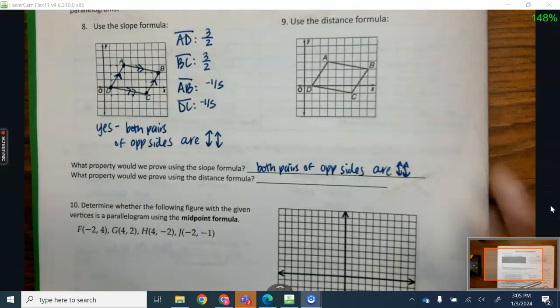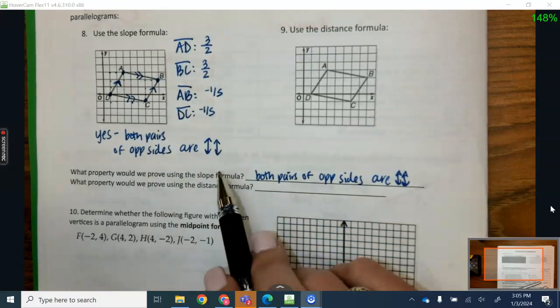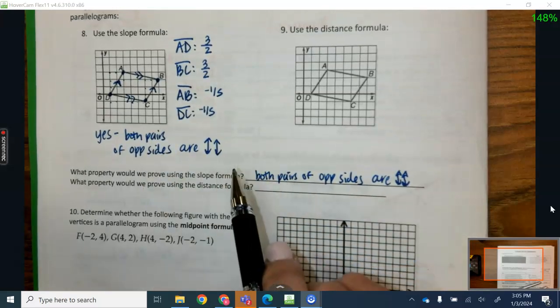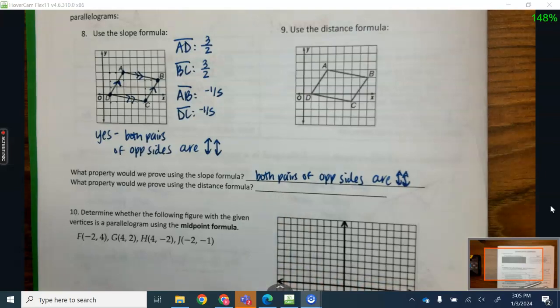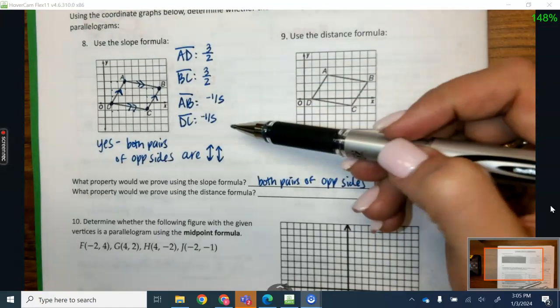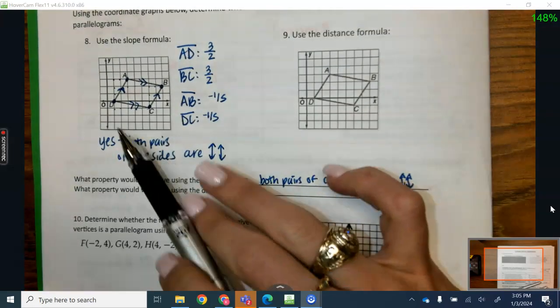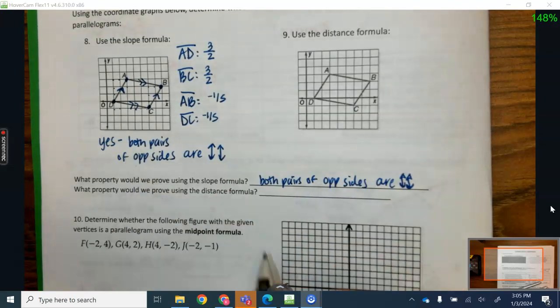Okay, so the last video cut off my writing, but I did finish explaining. When I use the slope formula, this is the property that I'm proving: both pairs of opposite sides are parallel. So with slope, that's all we can prove: are parallel lines, perpendicular lines, or neither. Okay, it tells me nothing about the distance or the measure of those sides.